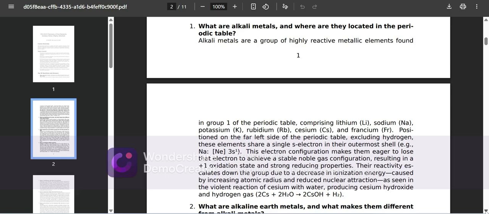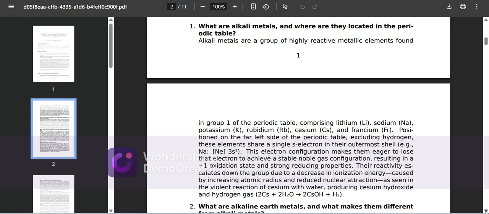What are alkali metals and where are they located in the periodic table? Alkali metals are a group of highly reactive metallic elements found in group 1 of the periodic table, comprising lithium, sodium, potassium, rubidium, cesium, and francium, positioned on the far left side of the periodic table, excluding hydrogen. These elements share a single s electron in their outermost shell.